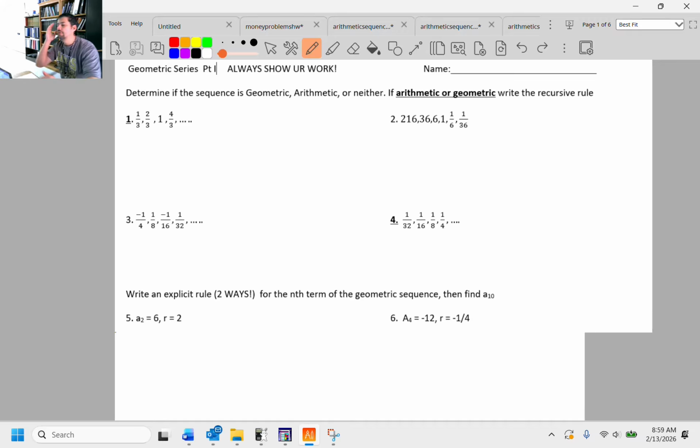All right, so what's going on in number one? Of course, number one's got fractions, and I know that's rough. It'd be cool if it wasn't. It is not geometric. You could say, okay, a third times two is 2/3, but times two is one. No, it's addition. You are literally adding a third. 1/3 plus a third is 2/3. 2/3 plus a third would be 3/3, which is one. So it's arithmetic, okay?